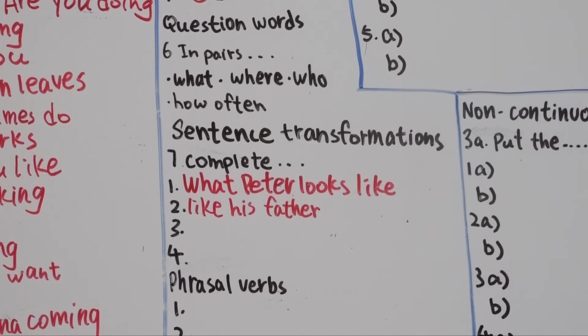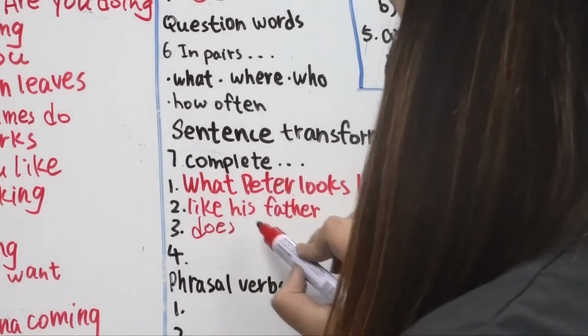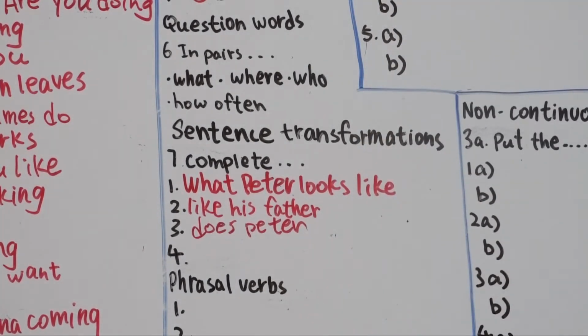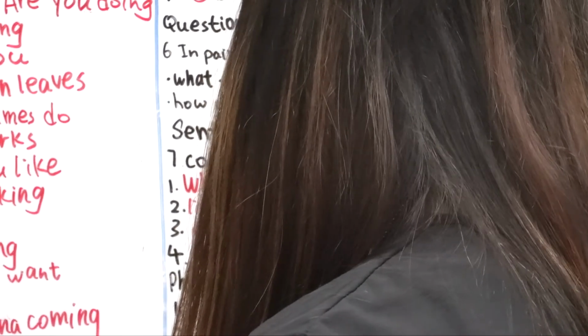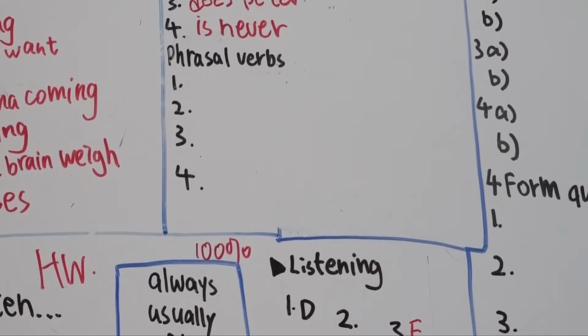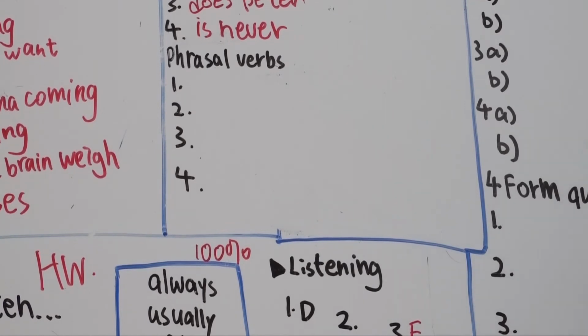Alright, this one is very easy. What and do. What does Peter do? Okay? Next one. Peter is always late for work. Peter, what? On time for work. If he is always late for work, it means he is never on time for work. Because he always gets late, right? So here are some of the reasonable answers you may follow. Next one, phrasal verbs.